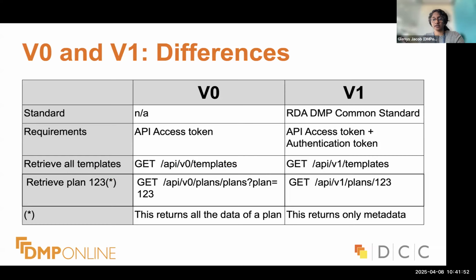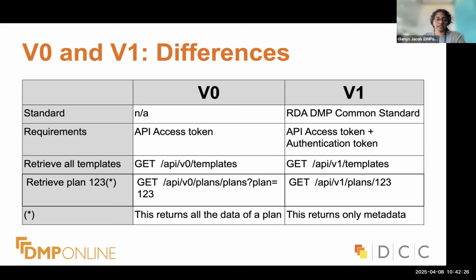And in version 1, you can see what the same endpoint looks like. And we have another example, which is retrieving a specific plan. In this case, it's plan 123. You can see how in version 0, we add the plan ID as a parameter in a specific way, and in version 1, it's done in a different way. So this just shows the differences between the endpoints of the two APIs.